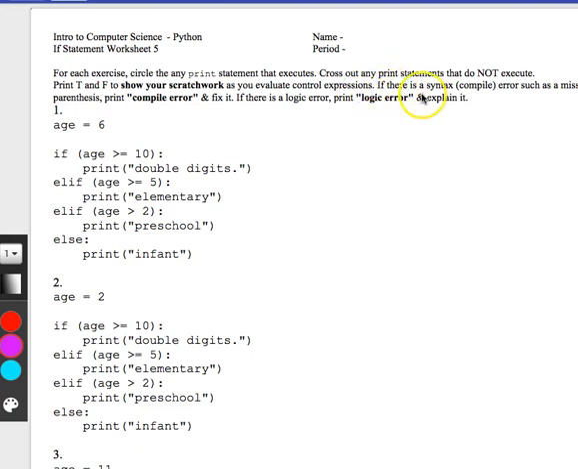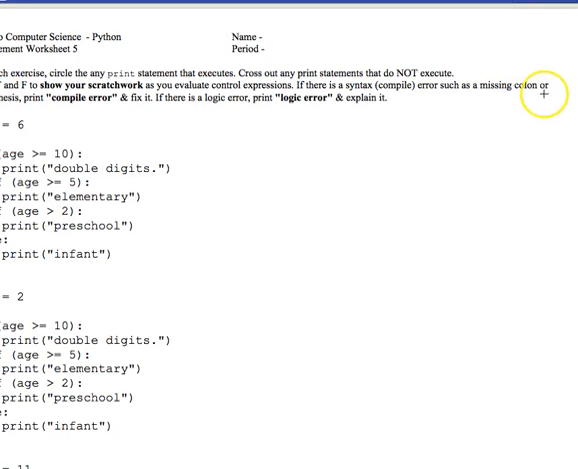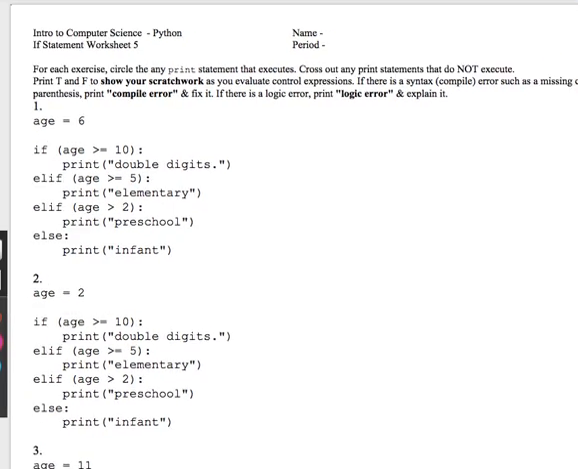Please read directions on your own time. You should always read directions. And if right now you're watching this on the internet and you didn't see missing colon, there it is. Now back to the worksheet.